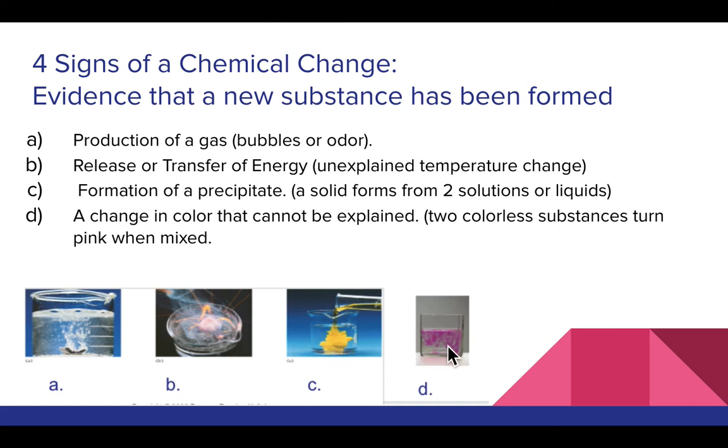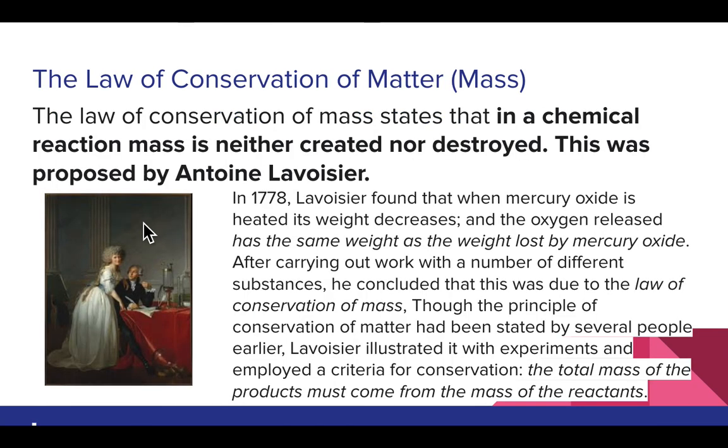And a change in color that cannot be explained. So for example, 2 colorless solutions are poured together and a pink color appears, whereas neither were pink before. So the 4 signs of a chemical change are production of a gas, release or transfer of energy, formation of a precipitate, or a change in color that cannot be explained.